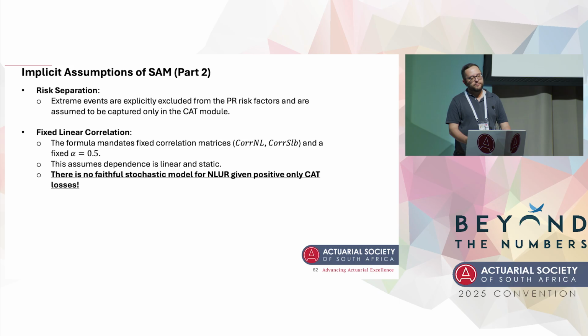We have assumed risk separation, that your really extreme events happen in CAT risk, not in premium and reserve risk. And as we said, probably the most strange and bizarre thing that's happened as we started building this is the realization that you cannot build an exactly faithful stochastic model for aggregation risk in SAM if you've got any component that's positive only. So right at the top of the house, the non-life underwriting risk formula falls apart.